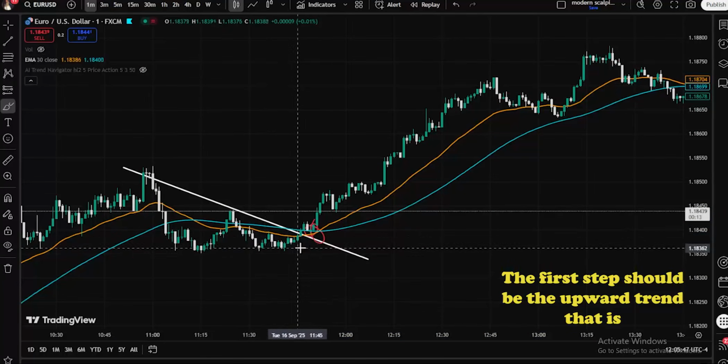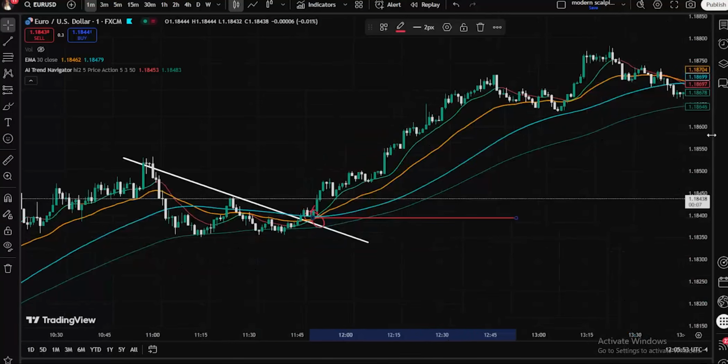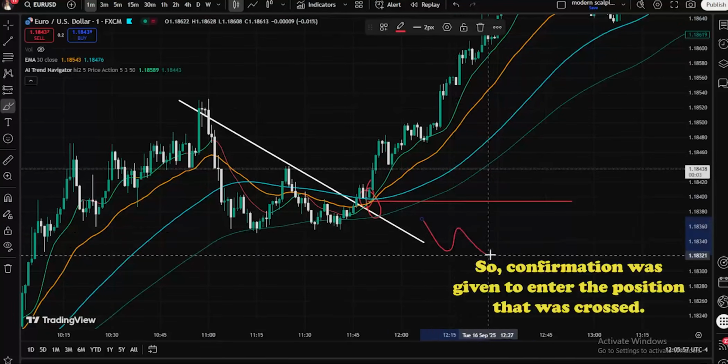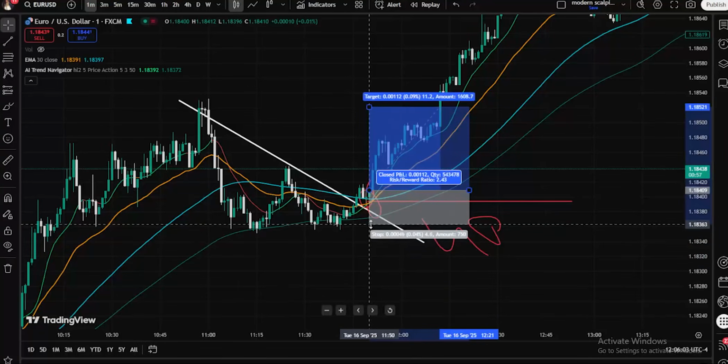AI Trend Navigator gives a bullish signal, an up signal or green color. This means that the trend is confirmed and the market is not just a correction. Entering a trade: enter a buy trade as soon as the candle closes after the cross plus AI confirmation.